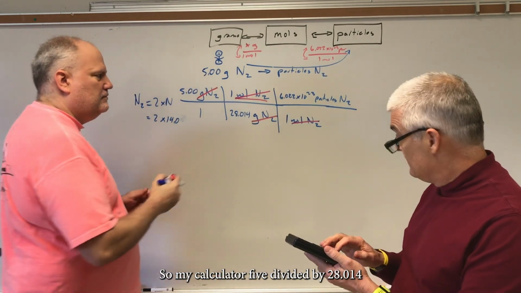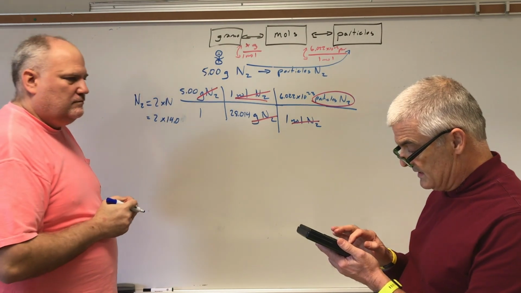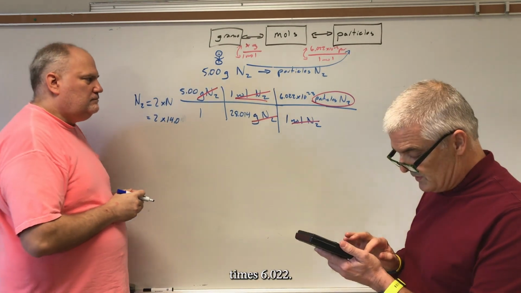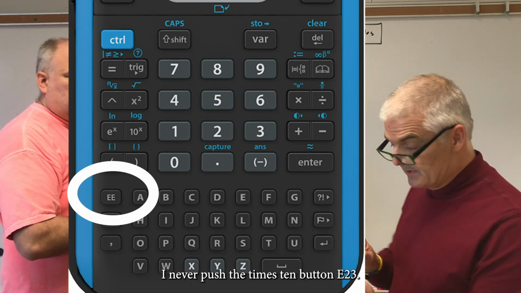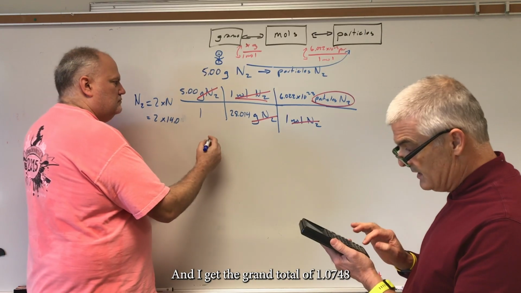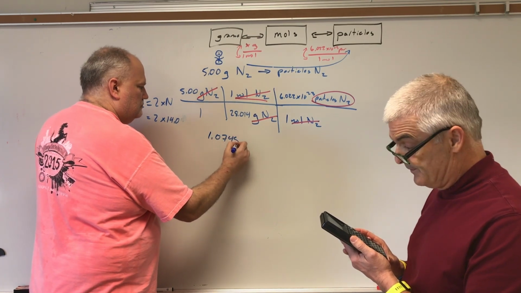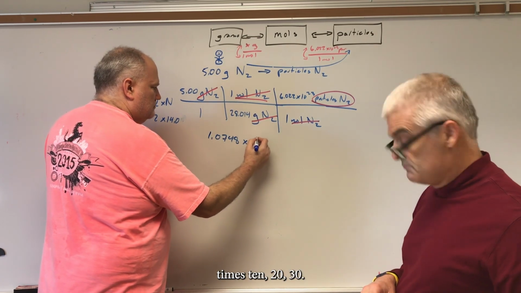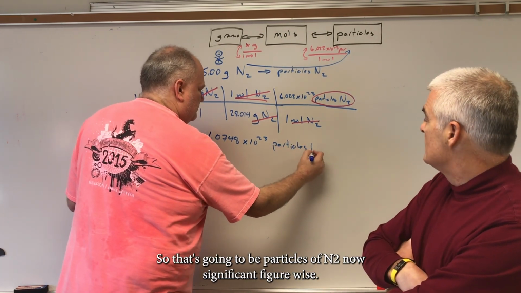So on my calculator, 5 divided by 28.014 times 6.022. Now, on my calculator, I'm going to push the EE button. I never push the times 10 button. EE 23, and I get the grand total of 1.0748 times 10 to the 23rd. And we have to keep the units in here, so that's going to be particles of N2.